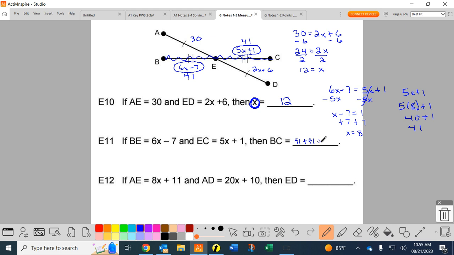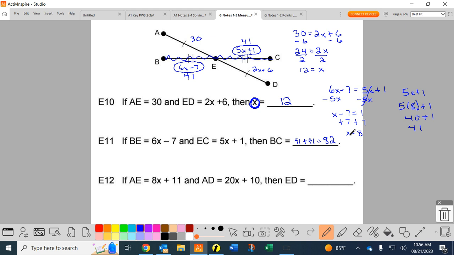It was cute though. At least you had conviction. I love it. That's great. So we're looking for BC, which is the whole thing, which is going to be 41 plus 41, which is 82. I love that conviction though. That's awesome. Keep them coming. I love it.